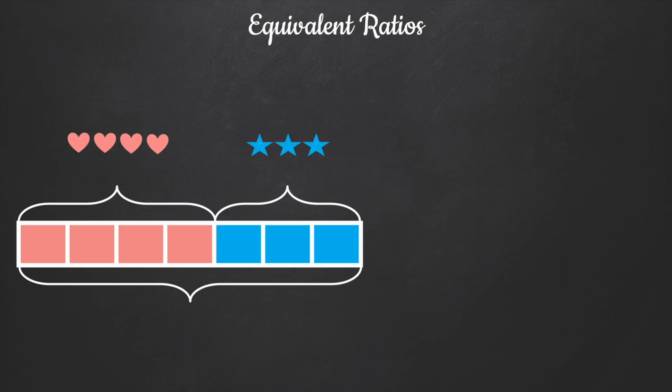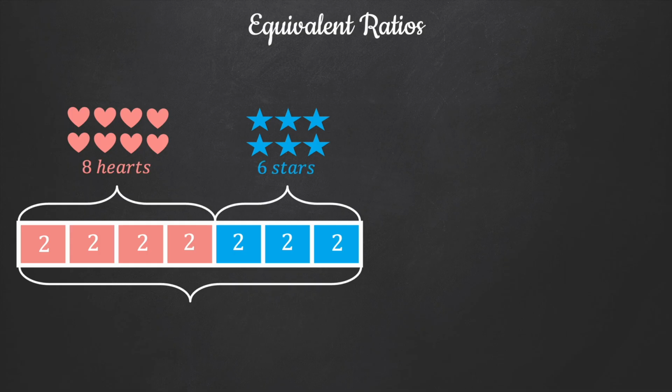So now we're going to take this diagram and we're going to double each rectangle, meaning the hearts are going to double, the stars are going to double. So that also means that our total shapes will double. Now, our original ratio of hearts to stars was 4:3 because there were 4 hearts and 3 stars, but because we doubled it, now we have 8 hearts and 6 stars. And we're still maintaining an equivalent ratio here because we are doubling both.